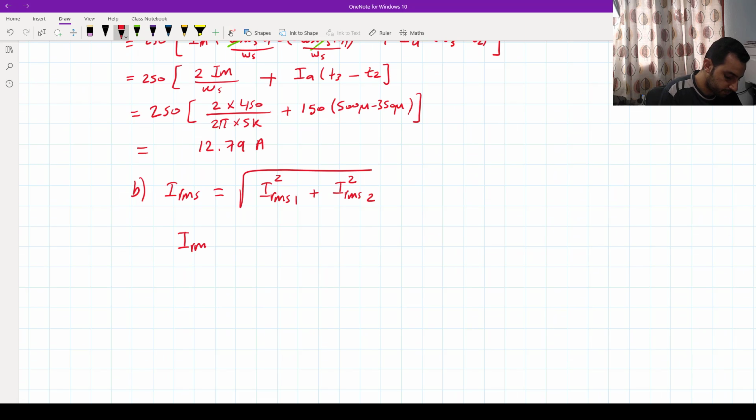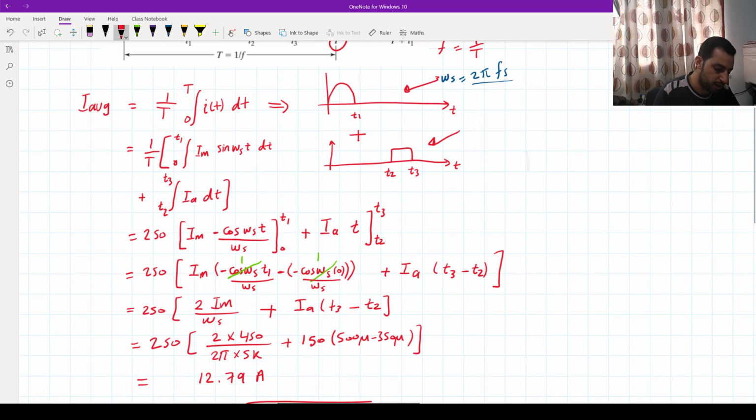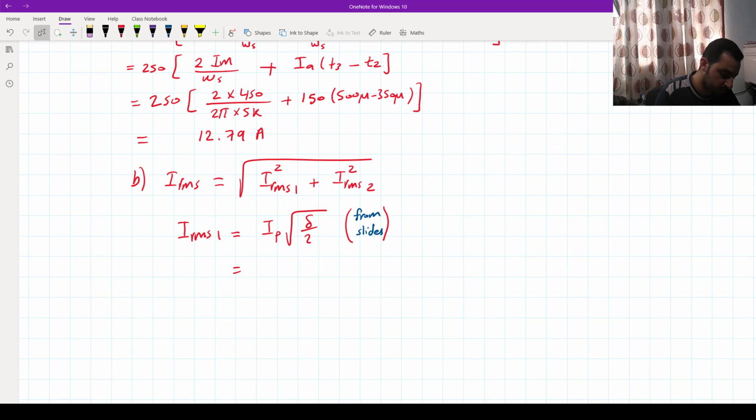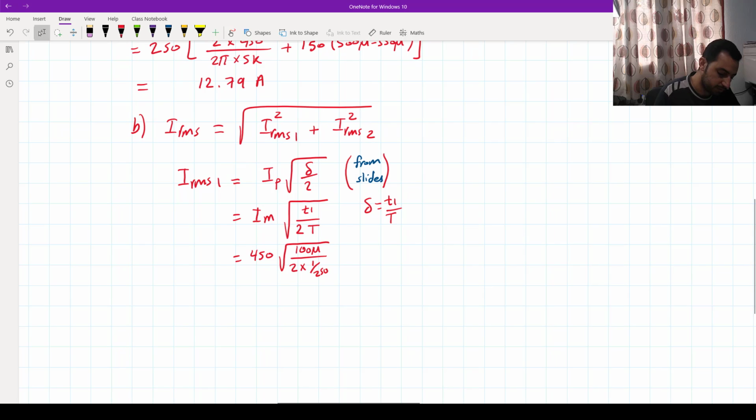So the first IRMS, from the slides, equals I peak square root of delta over 2. Looking at what we have here, I peak is I maximum, and the on time is T1 divided by the period, which is T. This is the delta. So let's compensate this one: I max square root of delta, here T1 over T, and we have 2 as before. After taking the numbers, we have 100 micro divided by 2 times T, which is 1 over 250. After calculating this, you will get 50.31 ampere. But this one is the first IRMS.